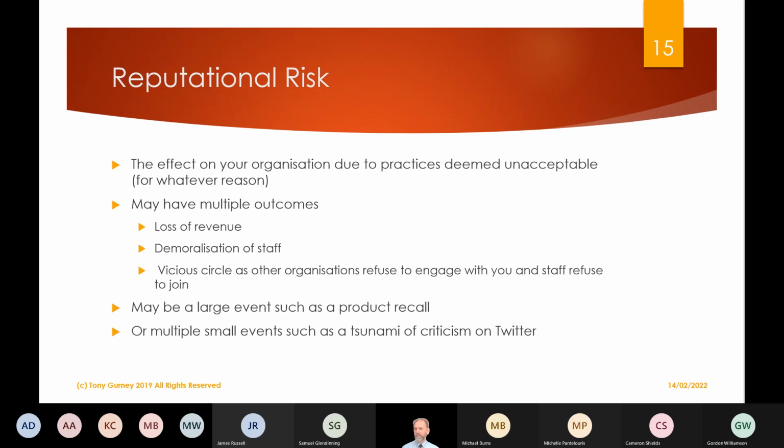In trying to turn around the narrative, they can actually make it worse. So organizations can have issues with their reputations. Some of them don't care.